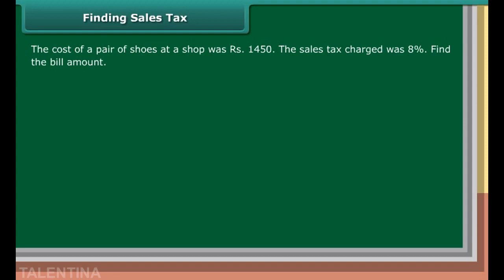Finding sales tax. The cost of a pair of shoes at a shop was rupees 1450. The sales tax charged was 8%. Find the bill amount. Solution.